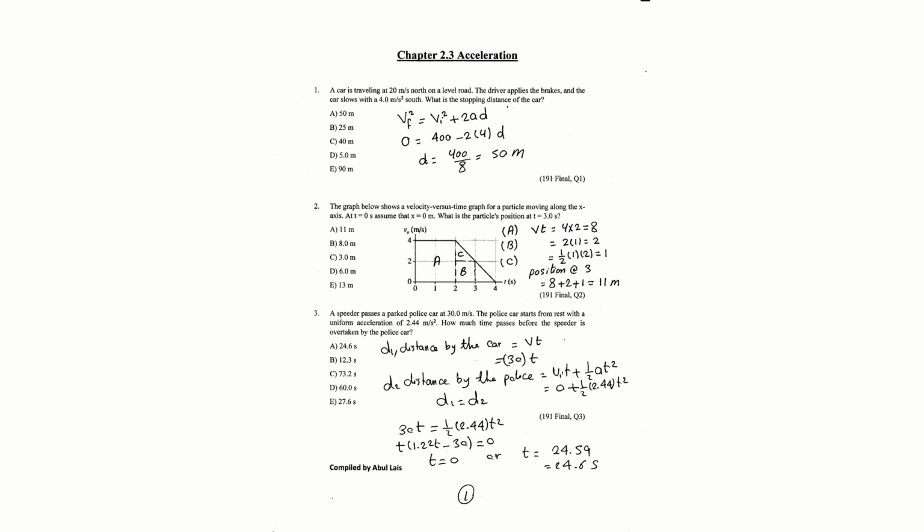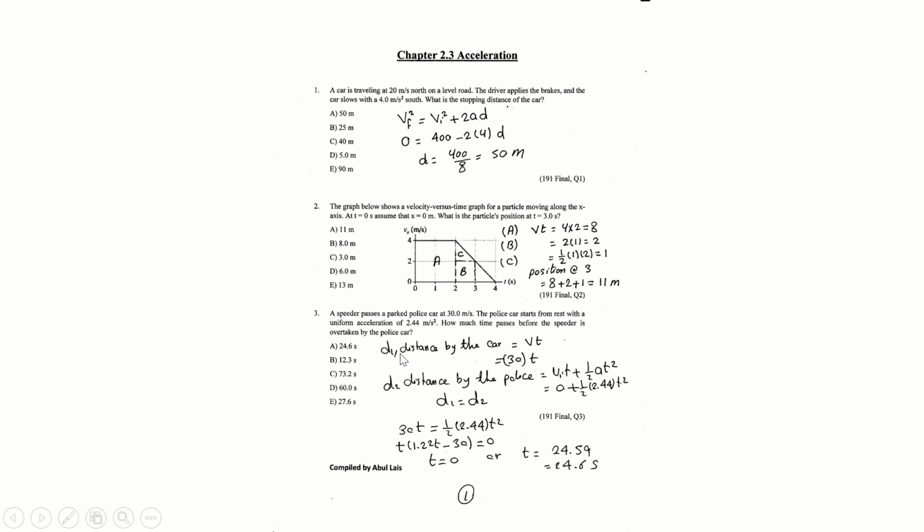Now in this problem we have two cars. One of them is a speeder who is moving at a constant speed of 30 meters per second, and the police car which is accelerating from 0 up to a certain speed at this acceleration, 2.44 meters per second squared. In order for the police car to catch the speeder, they must both cover the same distance. So what I will do first is find the distance covered by the car.